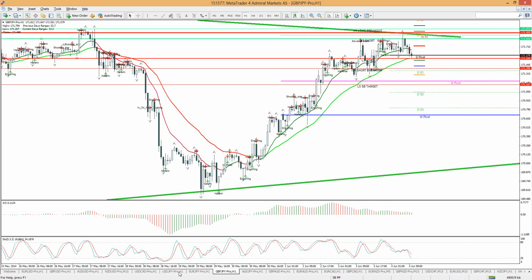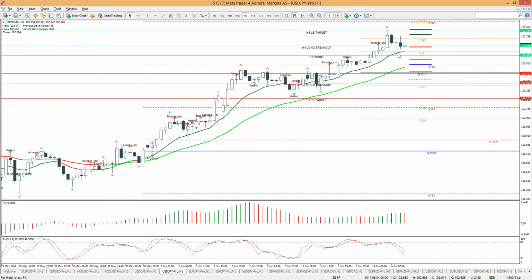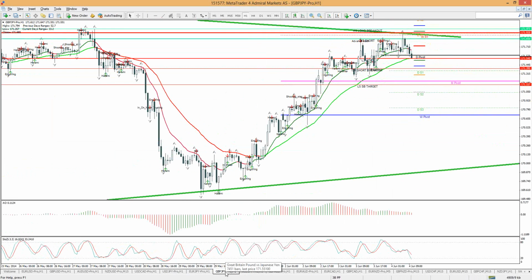But that depends. The dollar yen probably will have to, I would say, it has reached a pretty high level. It was near the target that I had in mind, 102.90. It hit 102.80. Let's see if the dollar yen upside is indeed over.